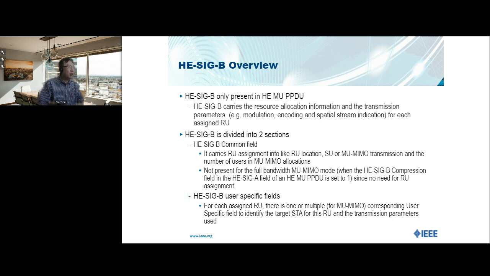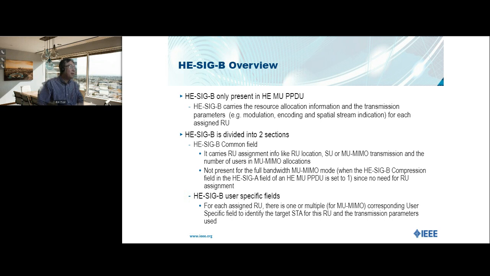We have multiple users and their transmission parameters: modulation, coding, spatial streams, all this kind of thing. So from that point of view, it is divided into two sections. The common field, which carries RU location information: for each RU, whether it transmits to a single user, or to multiple users, which becomes MU-MIMO transmission. And if it is MU-MIMO transmission in that RU, how many users are in that RU?